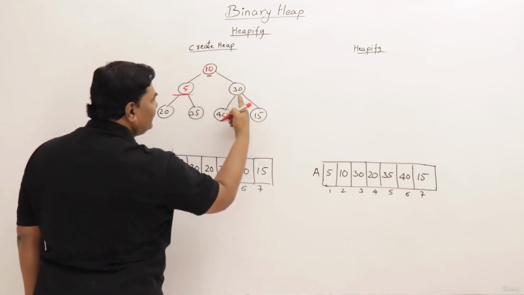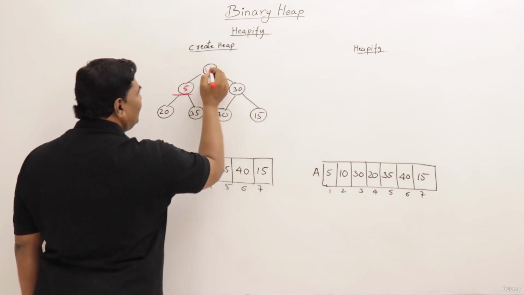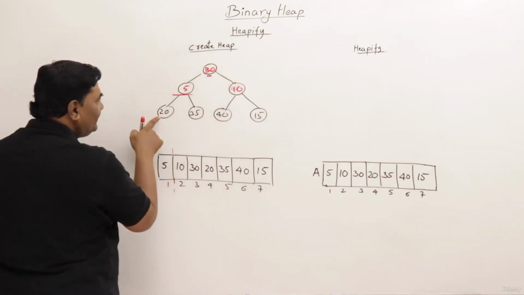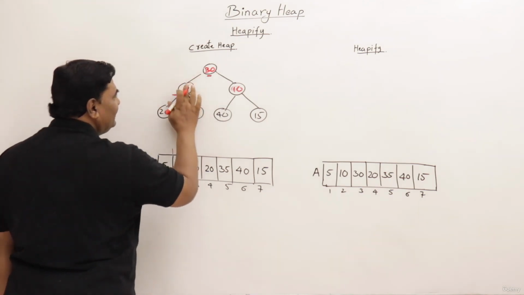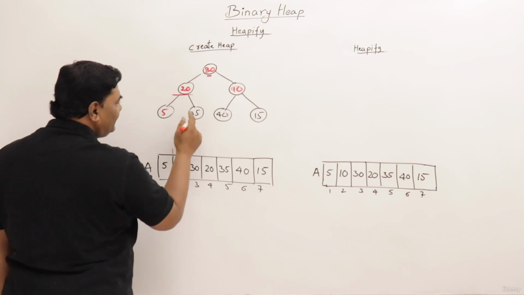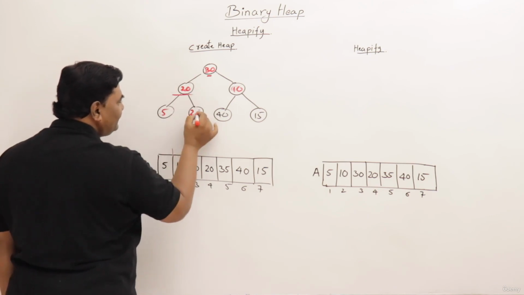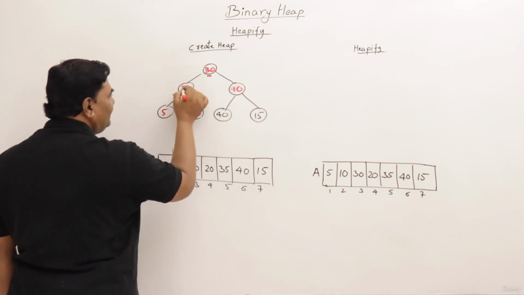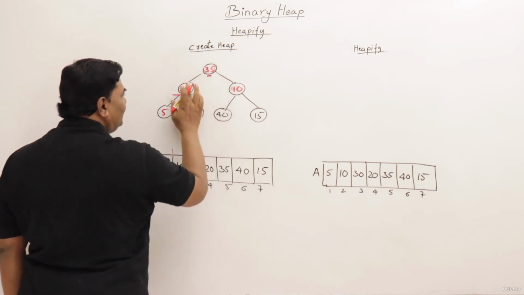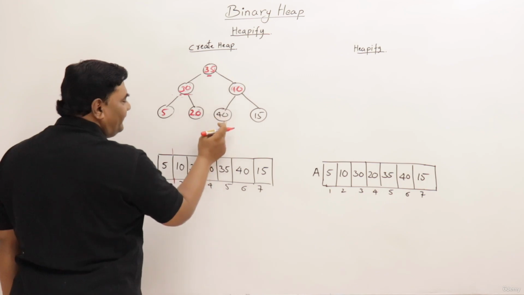Then it will insert this one. 30 is greater than 10. So 30 moves up and 10 comes down. Then it will come to this element. 20 is greater than this but less than 30. So 20 moves till here and 5 comes here. Then 35 is greater than this. So that 20 will come this side and 35 will move up. And 35 is greater than this one also. 35 will move up and 30 will come down. Then 40 is inserted.